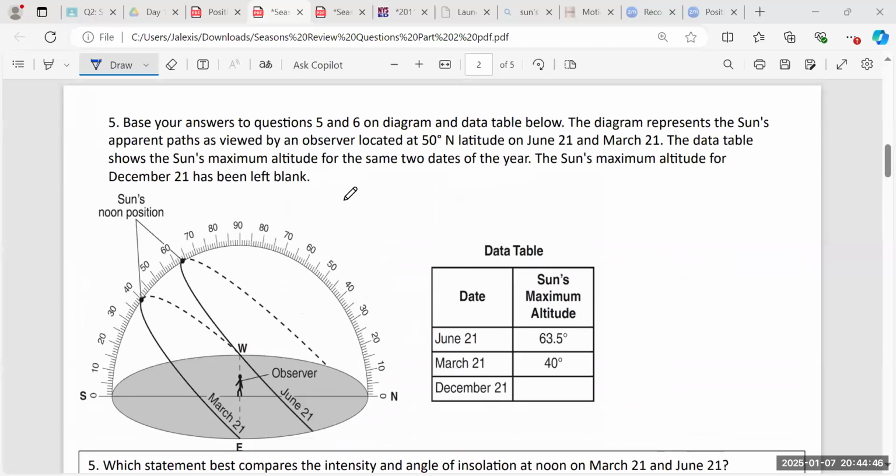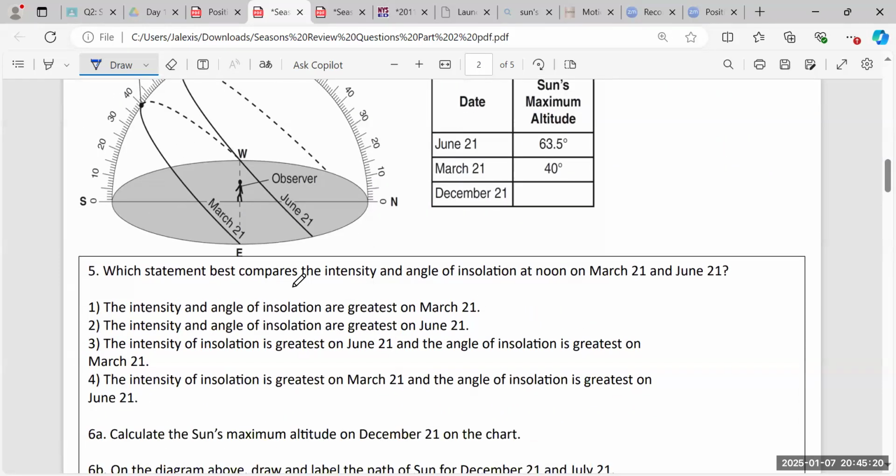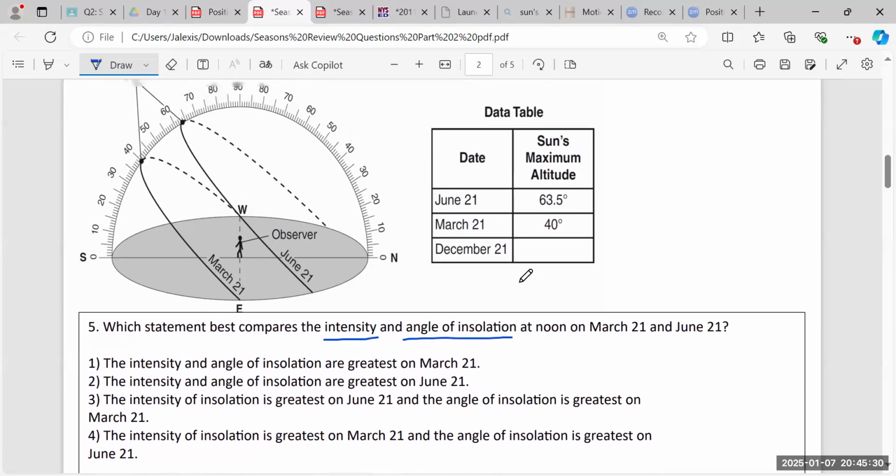All right, number 5. It says, base your answers to questions 5 and 6 on the diagram and data table below. The diagram represents the sun's apparent path as viewed by an observer located at 50 degrees latitude north on June 21st and March 21st. The data table shows the sun's maximum altitude for the same 2 dates of the year. The sun's maximum altitude for December 21st has been left blank. Number 5. Which statement best compares the intensity and angle of insolation at noon on March 21st and June 21st?